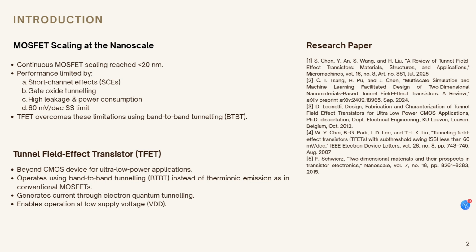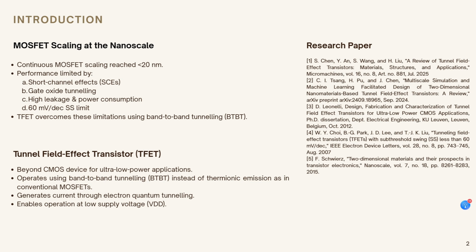Another important limitation is the 60 mV per decade subthreshold swing limit. Conventional MOSFETs switch by thermionic emission, and this physical mechanism limits how sharply the device can transition from the off state to the on state. Because of this limit, reducing the supply voltage also reduces the on current, making it difficult to improve both energy efficiency and performance at the same time.